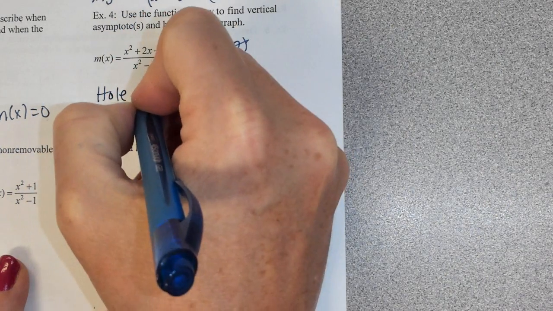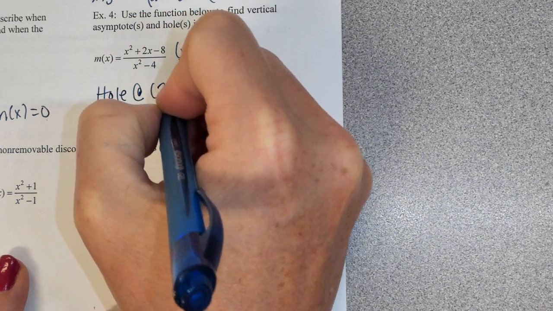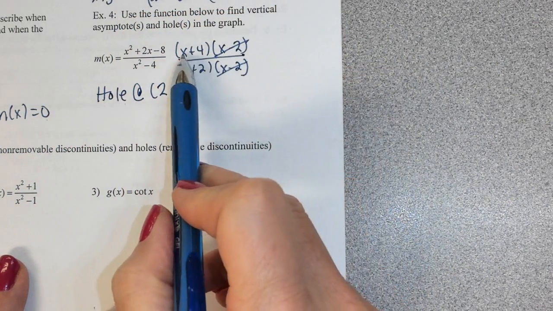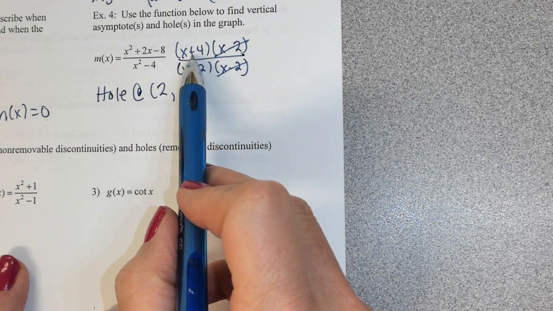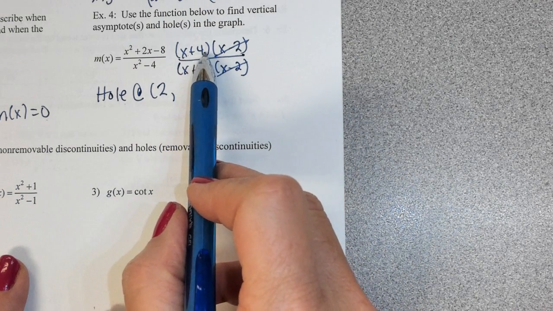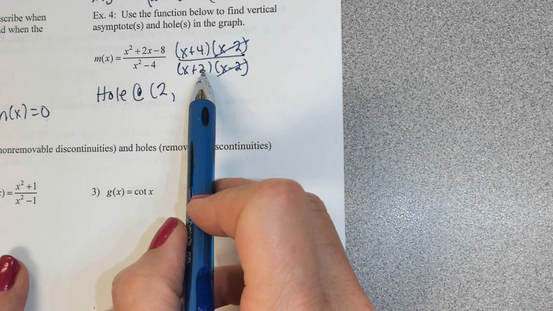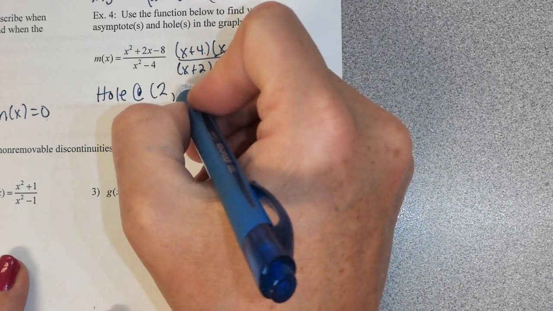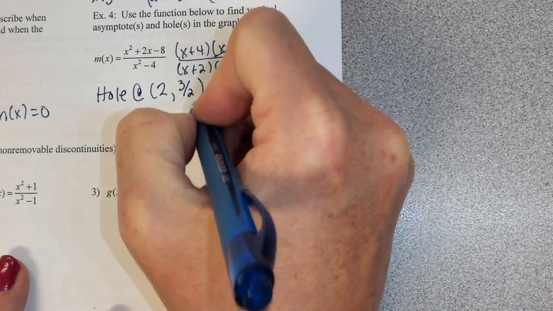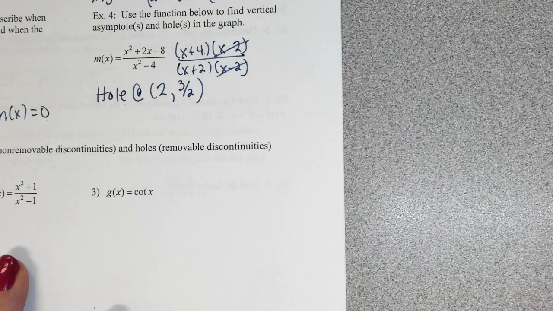Right, and I'm going to be even more specific. We have a hole at, he's right, x equals 2, but I'm going to plug it back in to find the specific point. So 2 plus 4 is 6, 2 plus 2 is 4, 6 over 4. Here's exactly where the hole in the graph would be, at (2, 3/2).